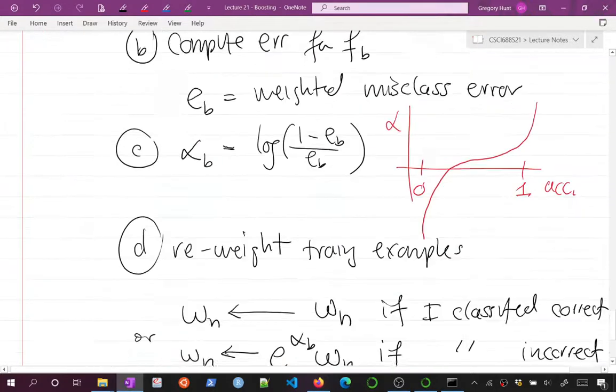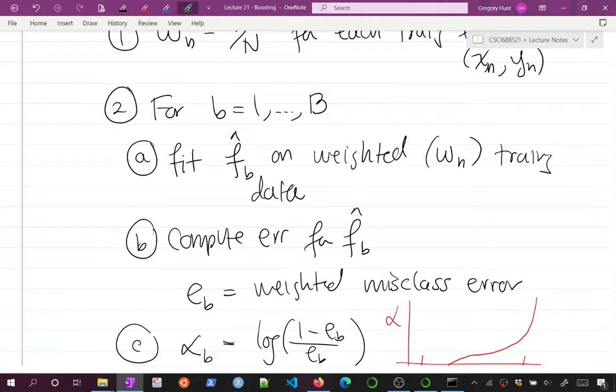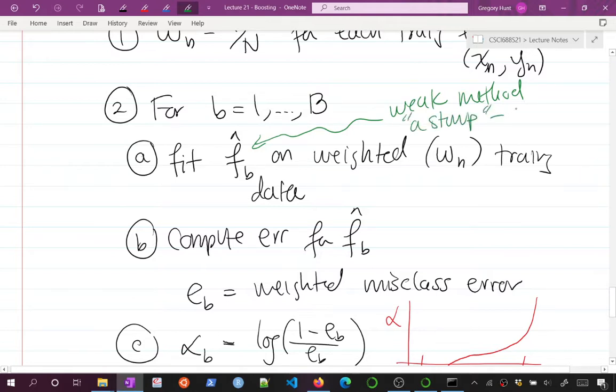Let me back off here and say that typically this FB is supposed to be a weak learner, a weak method. Typically it is what's called a stump, which is a one-split classification tree. It's a tree with exactly one split in it. It's called a stump, kind of a joke. But that's a really weak method, right? I literally pick one covariate and I split on it.